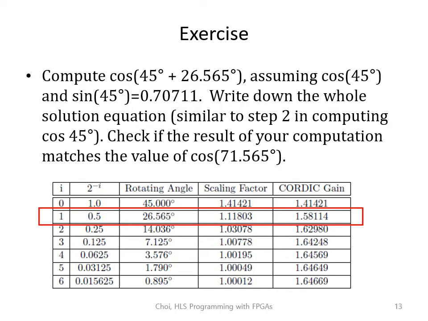Let's solve an exercise. Compute cosine of 45 degrees plus 26.565 degrees, assuming the values of cosine 45 degrees and sine 45 degrees are 0.70711. Write down the whole solution equation, similar to step 2 in computing 45 degrees, and check if the result of your computation matches the value of cosine 71.565 degrees as expected. So you can pause the video now and proceed when you're done solving the exercise.